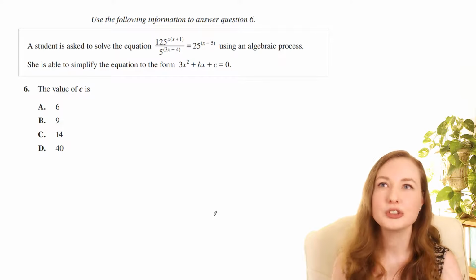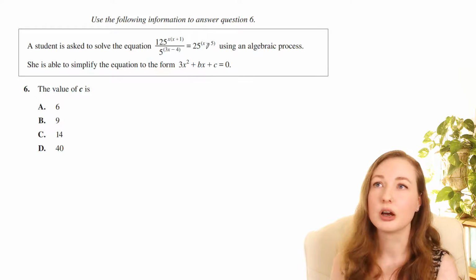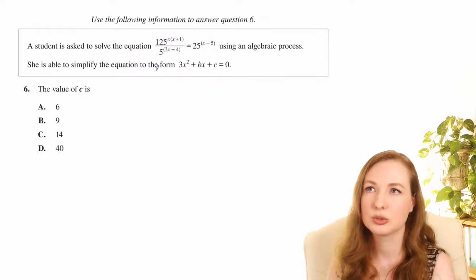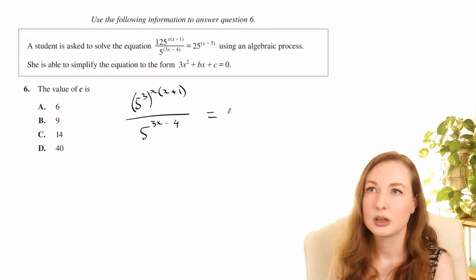Alright, now the first thing that I would notice about this equation is that we've got powers of 5 here. This is 5 squared, that's 5 cubed. So what we want to do is replace this with 5 cubed. So let's do that. And then that's 5 squared.